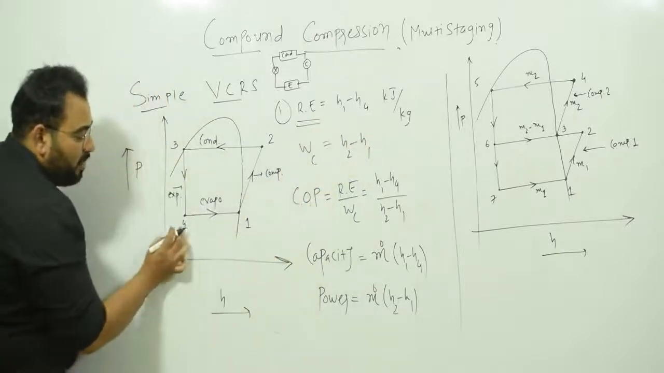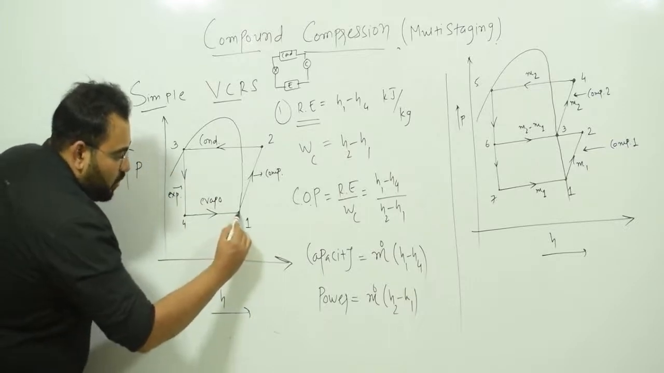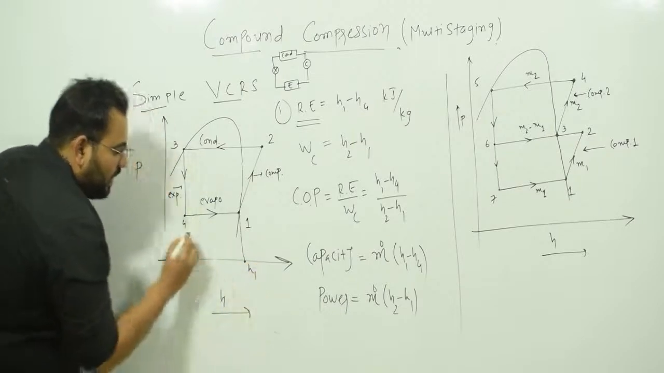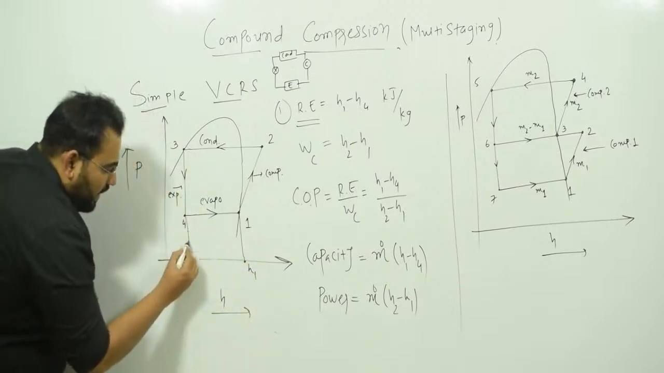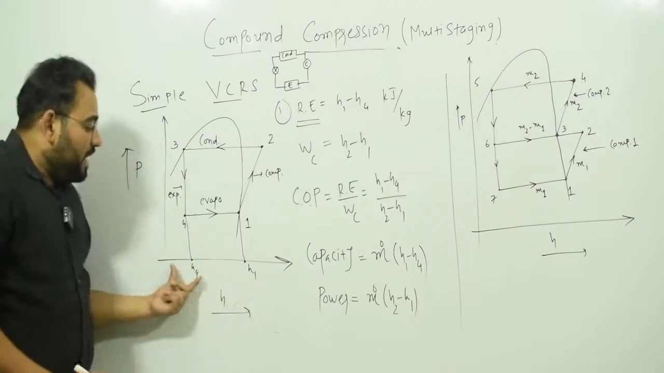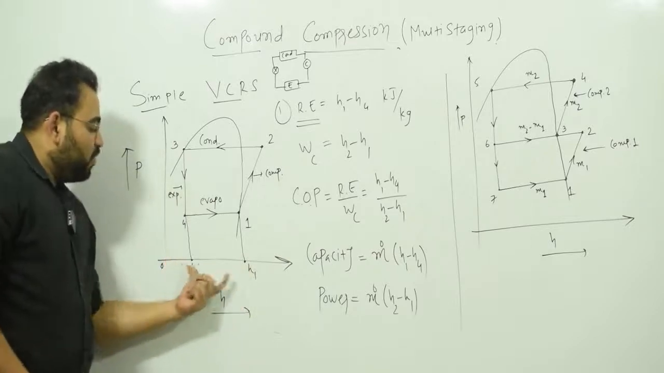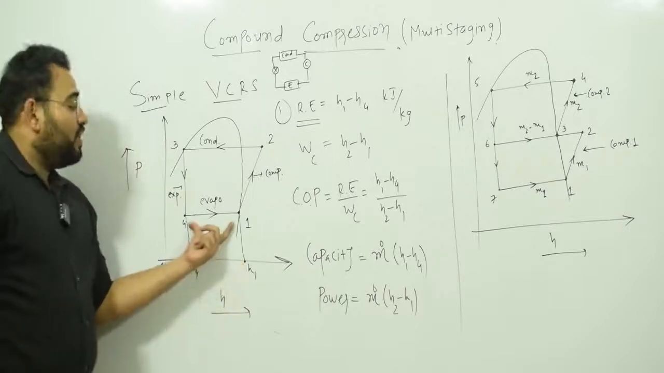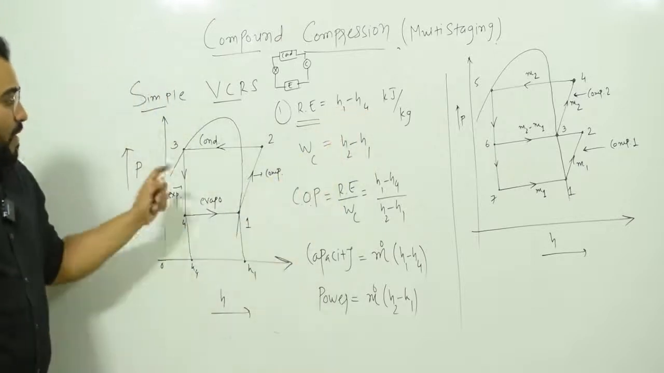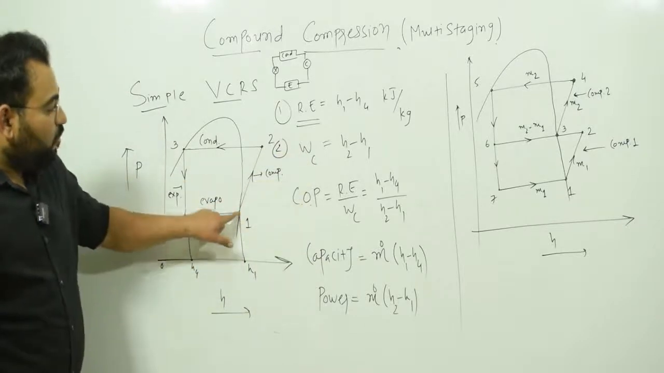Why H1 minus H4? Because the process is 4 to 1. In the pH chart, from point 1 you draw a vertical line like this, and it shows some enthalpy, H1. In the same way, from point 4 you draw a vertical line, and here you find some value of enthalpy, H4. If you do H1 minus H4, you get this much, and that is the evaporation, that means the refrigerating effect. So the refrigerating effect is H1 minus H4. In the same way, if you have to find the compression work, or work done by the compressor, it is process 1 to 2.